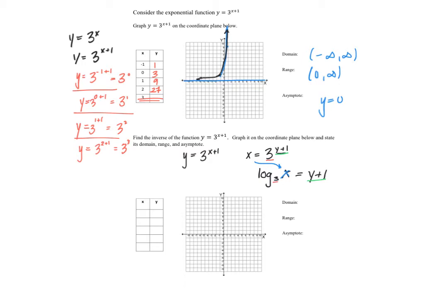Solving this for y, I'm going to subtract the 1 over. So one more step. I end up with y is equal to, again, I'm subtracting this 1 over. I'm just going to put the y value on the left. I have log base 3 of x minus 1. So now I'm going to graph this log base 3 of x function. And once I figure out what that is, I'm going to bring it down 1.